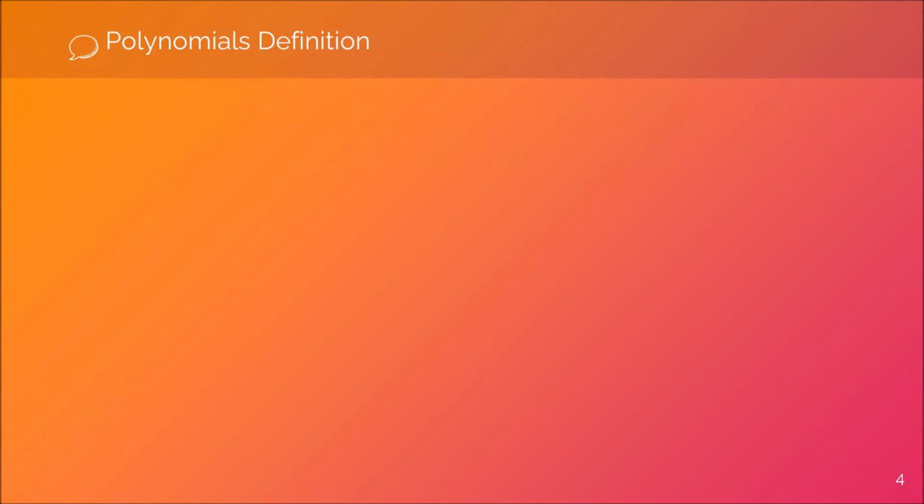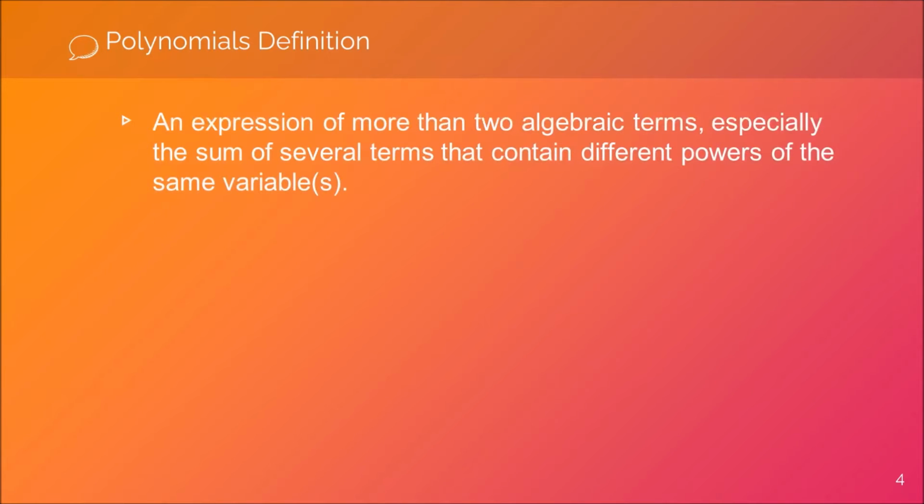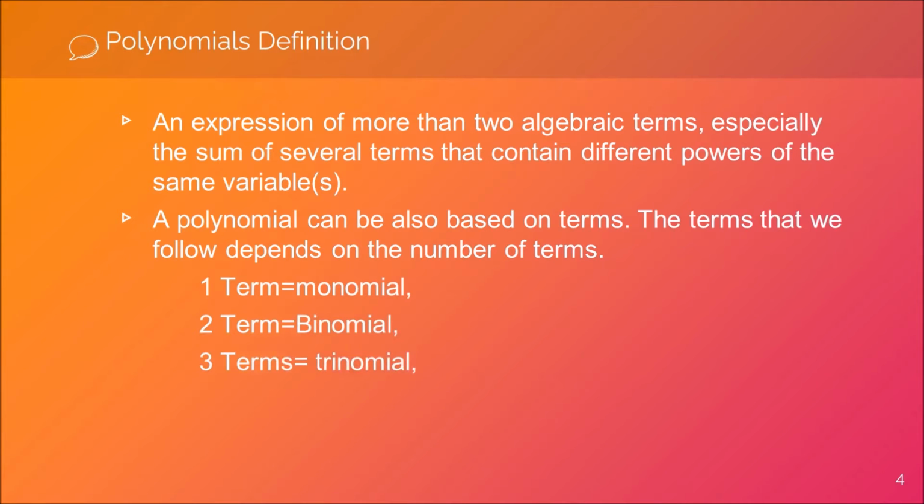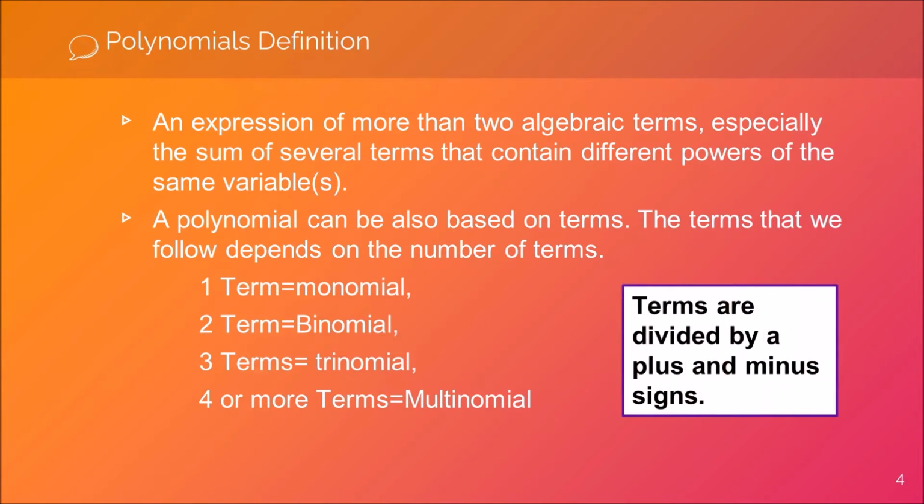Let us now define polynomials. A polynomial is an expression of more than two algebraic terms, especially the sum of several terms that contain different powers of the same variables. A polynomial can also be named based on its number of terms. One term, we call it a monomial. Two terms, we call it a binomial. Three terms, we call it a trinomial. And four or more terms, we call it a multinomial.